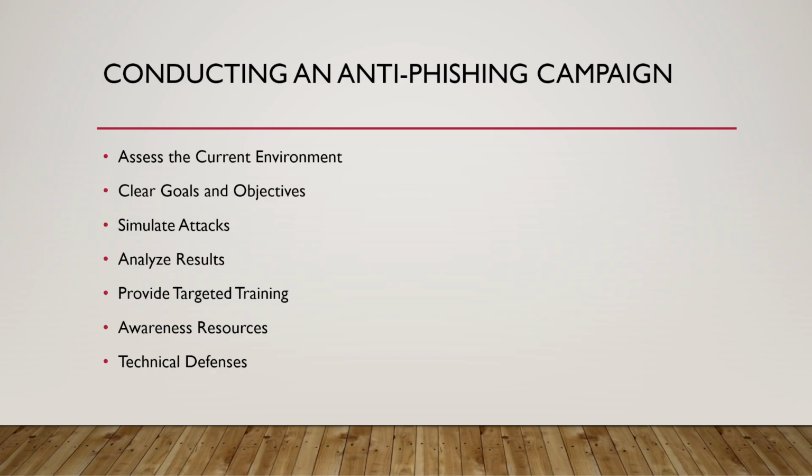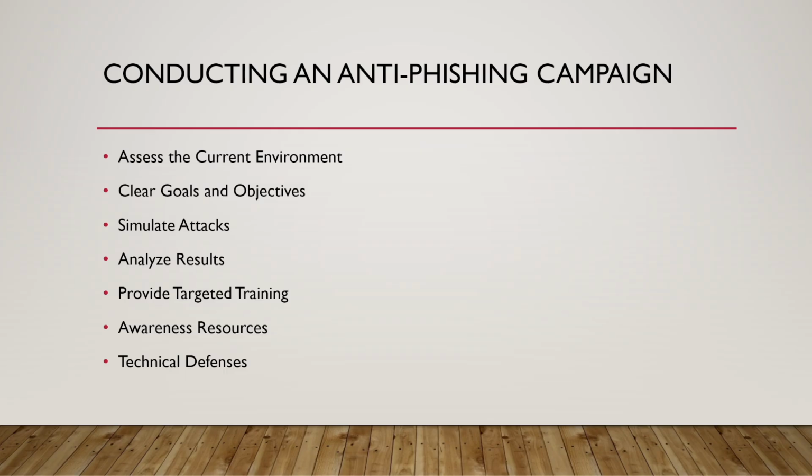So how do we do that? We normally conduct an anti-phishing campaign. When you're doing this in the real world, the first thing you want to do is assess the current security environment. We need to make sure that, hey, how prepared are we to defend against phishing attacks? Once we do that, we can set our goals, where we can say, all right, how do we want to improve our employee awareness? How do we want to reduce the success rate of phishing attempts? And how do we want to test the effectiveness of our existing security measures?